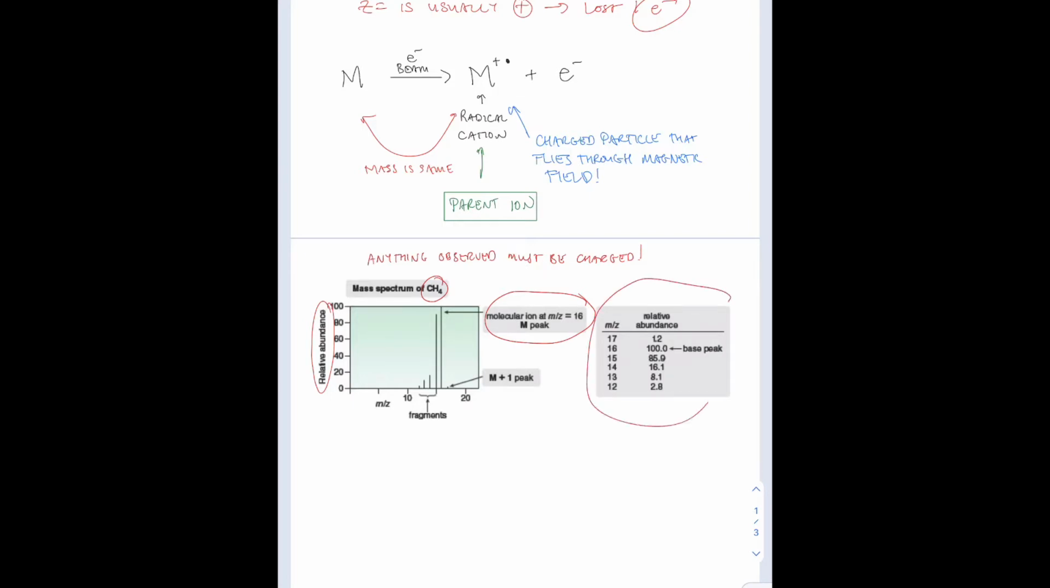Okay, and the reason why this is the parent peak is because if we look at the data that was given to us, we would see that this is the molar mass, or 16 is the molar mass of methane. So we have carbon equals 12, and then hydrogen equals 1 times 4 of them gives us 16 atomic mass units, and that's essentially what we have detected with our mass spectrometer.